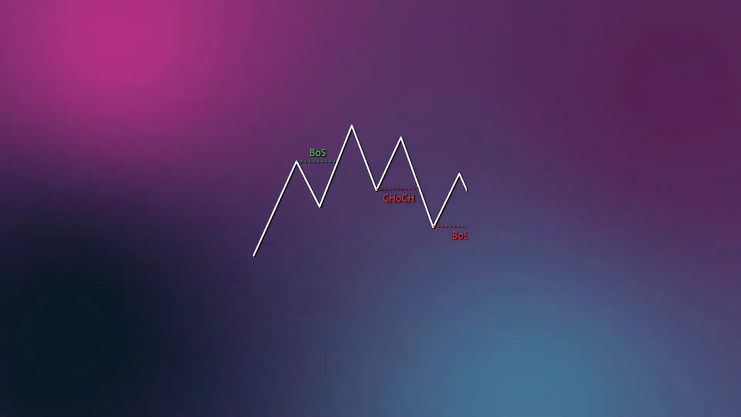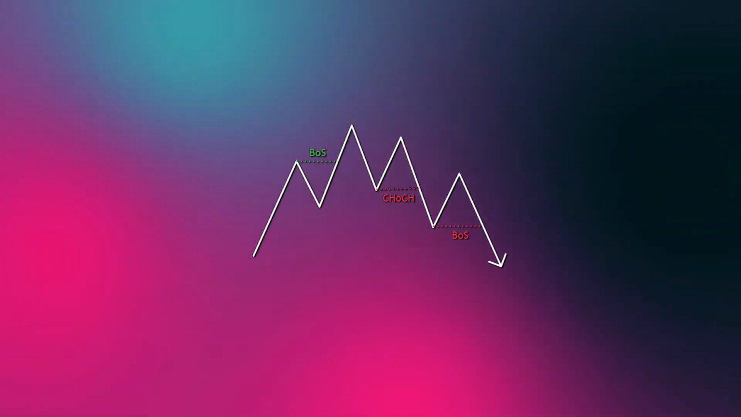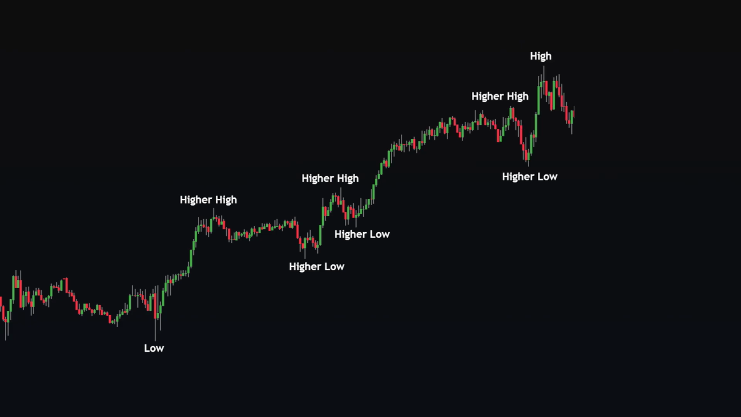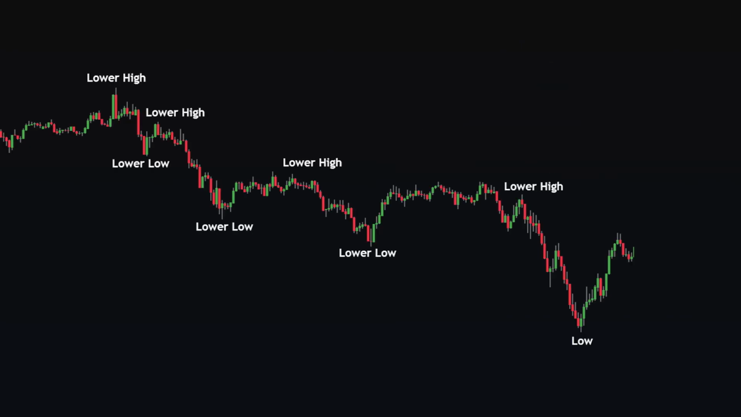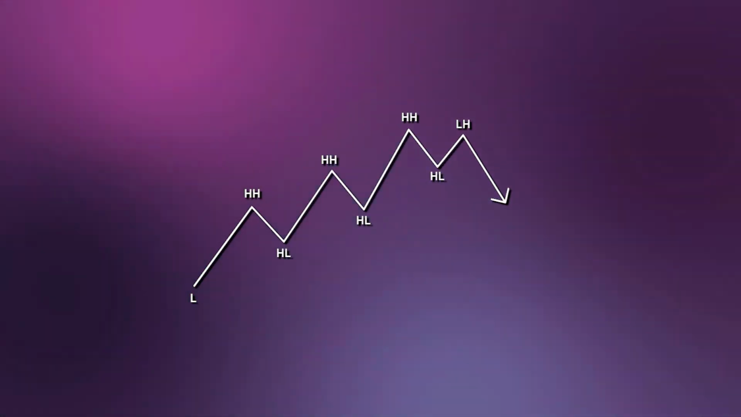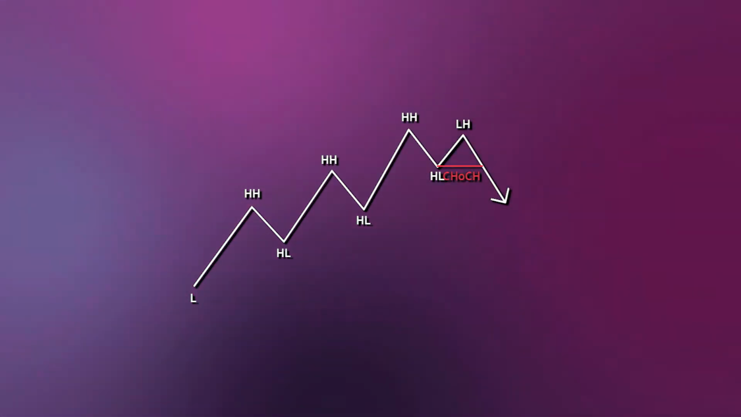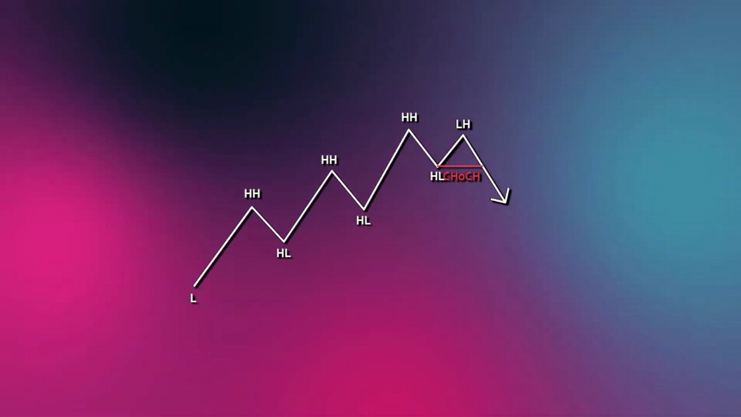Market structure is the backbone of smart money trading. It tells you where the market is headed next. An uptrend consists of higher highs and higher lows, while a downtrend forms lower highs and lower lows. But what happens when a higher low breaks in an uptrend? That's called a change of character, a signal that momentum might be shifting. A bullish change of character is formed when a low occurs, followed by a lower high, then a lower low, and finally, a higher high that breaks the previous lower high.